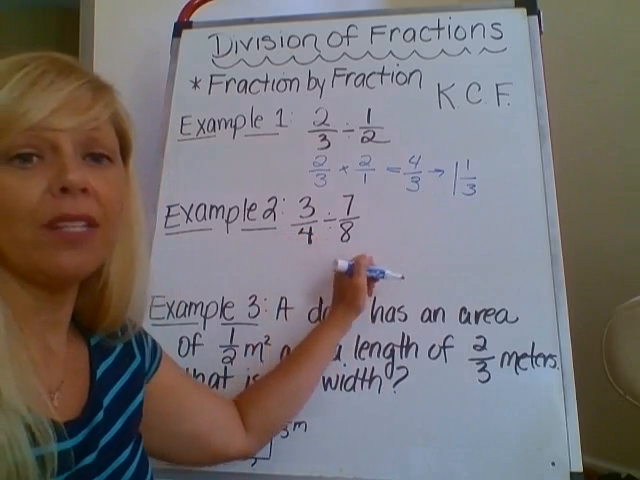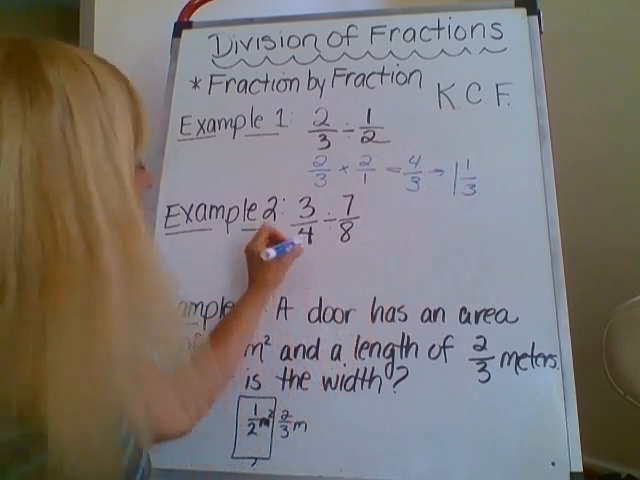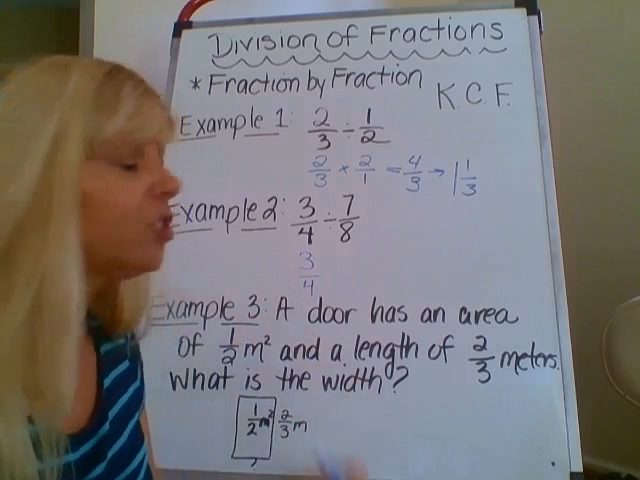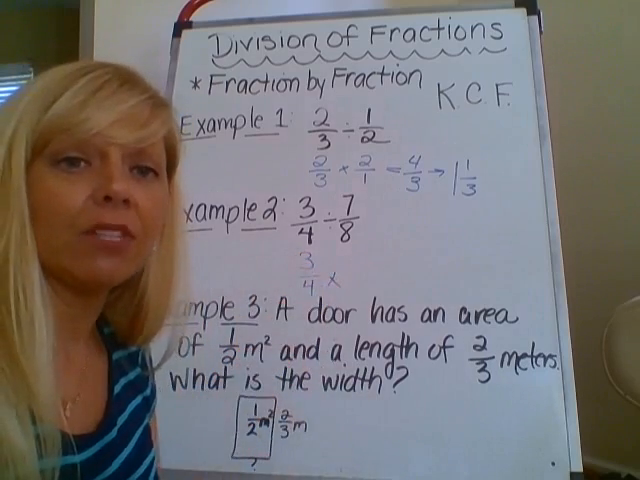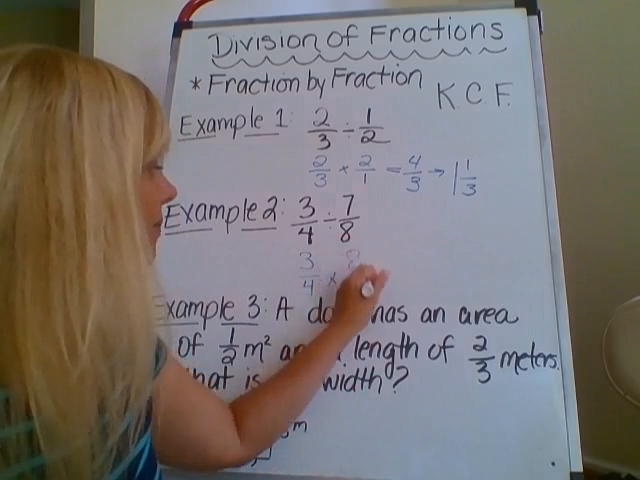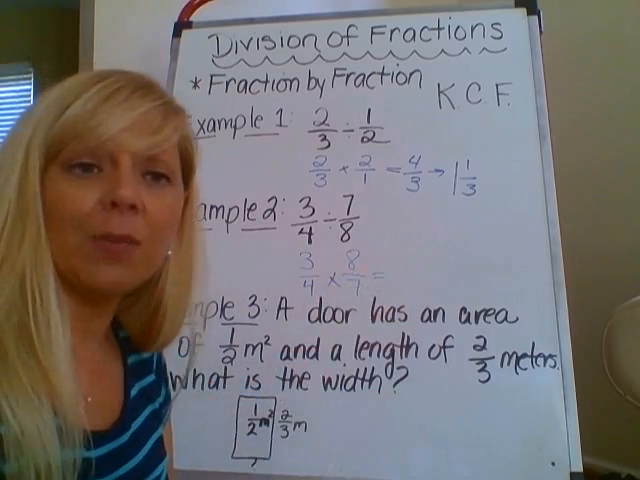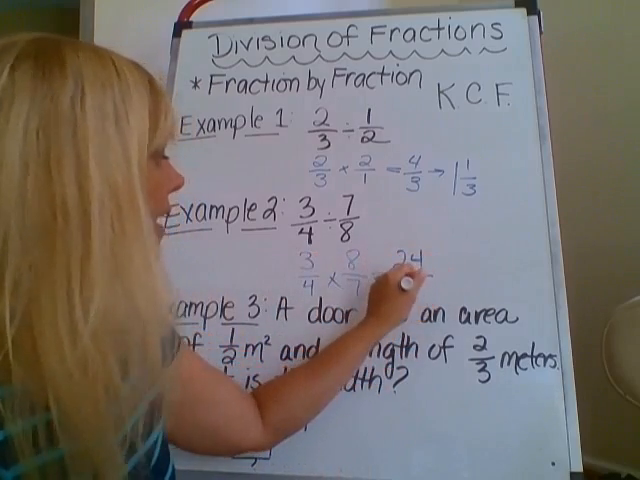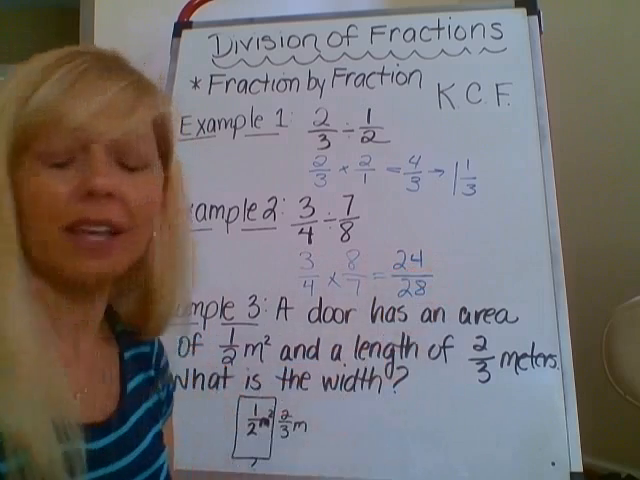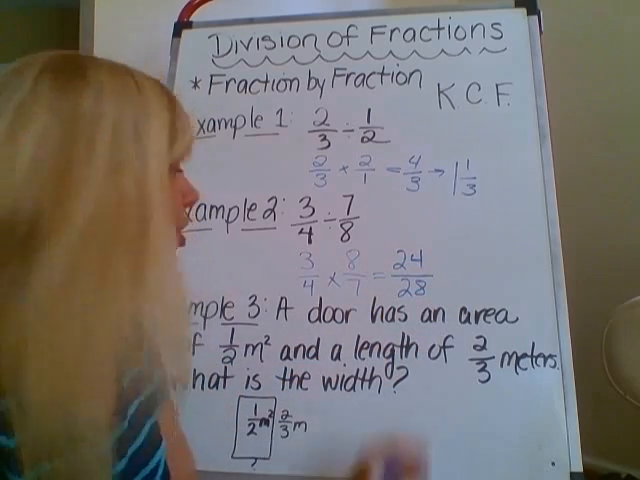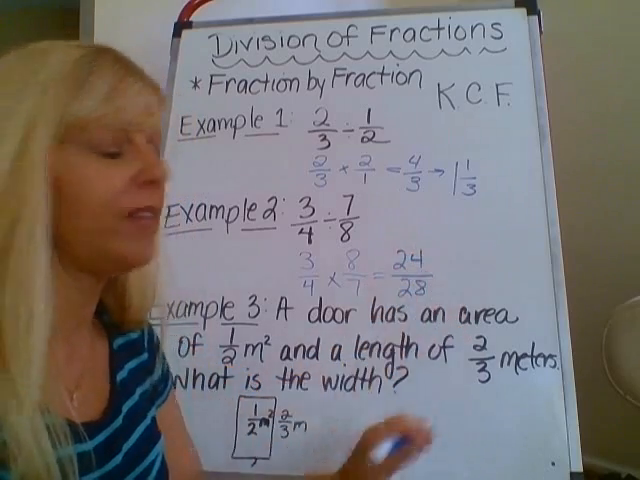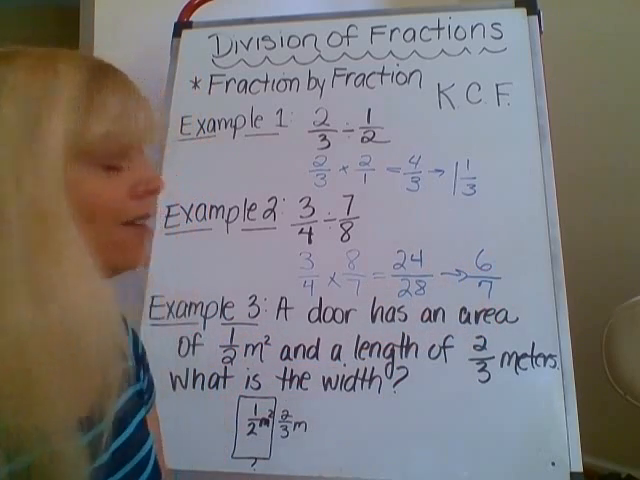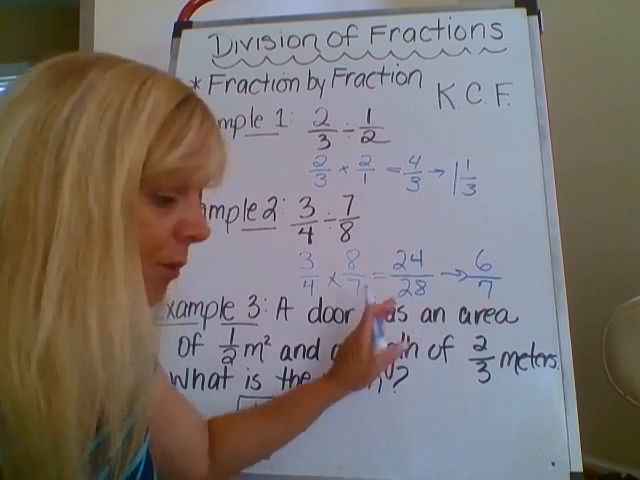So 3/4 divided by 7/8, if I use my keep, change, flip, I have keeping my 3/4 because that is what I have and that'll never change. I change the operation and then I take the reciprocal of my 7/8. And then I multiply across like normal. So 3 times 8 is 24 and 7 times 4 is 28. And then again, I can put that into lowest terms and I know that 4 goes into both of these numbers. So my answer in simplest form is going to be 6/7. And that'll be my simplest form.